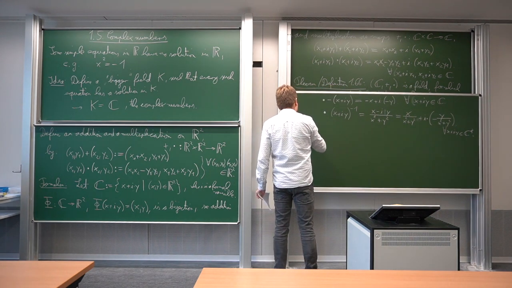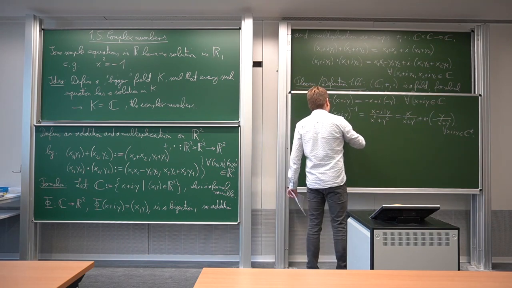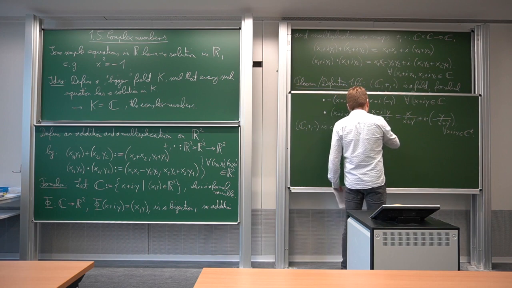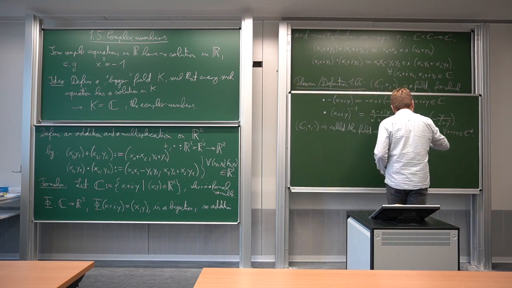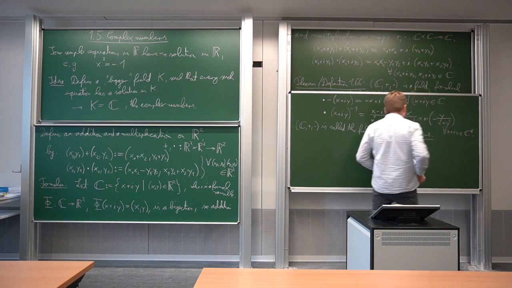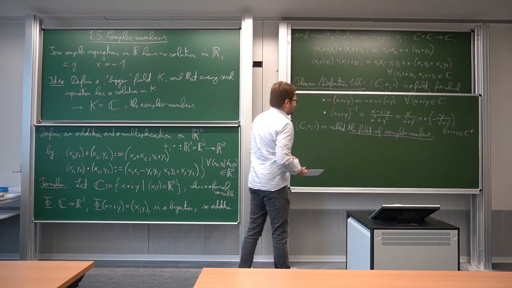This field, C with plus and dot, is called the field of complex numbers. Okay, so this is simply a definition.